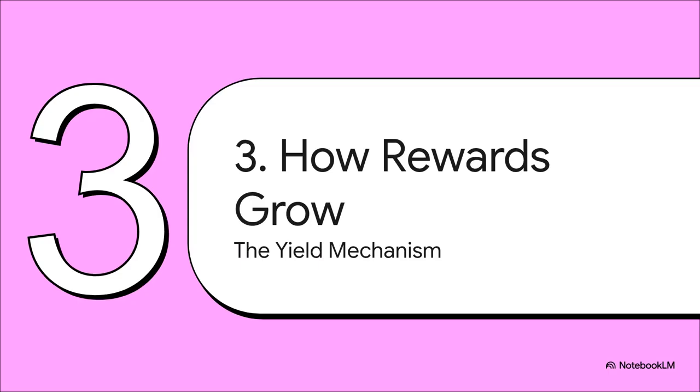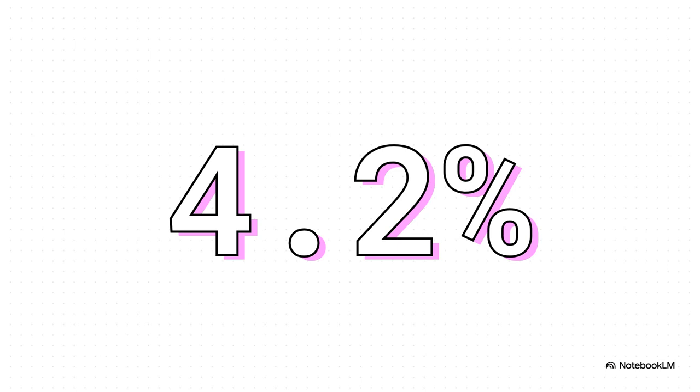So you're subscribed. Now for the fun part, watching your assets grow. How does the yield actually get calculated and paid out? The headline number that's going to grab your attention is an APR of up to 4.2%. Now, hold on. Before you get too excited, this was a promotional rate for the first 30 days. The most important thing to remember here is that the APR is variable. It can and it will change with market conditions. It is absolutely not guaranteed.